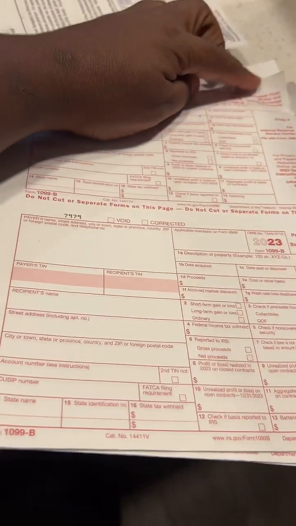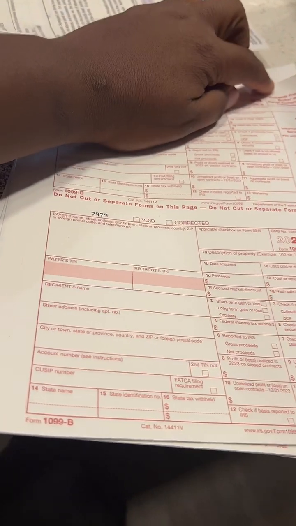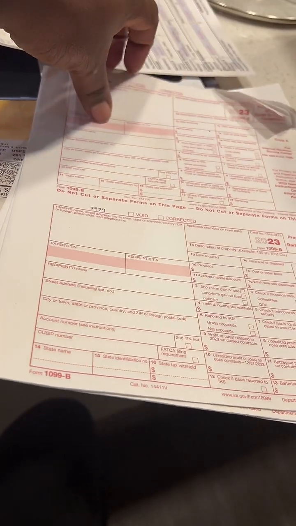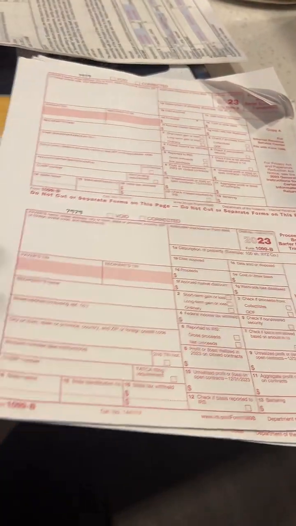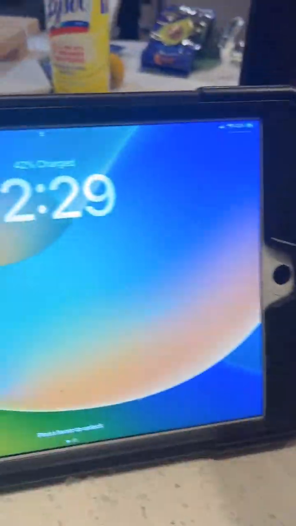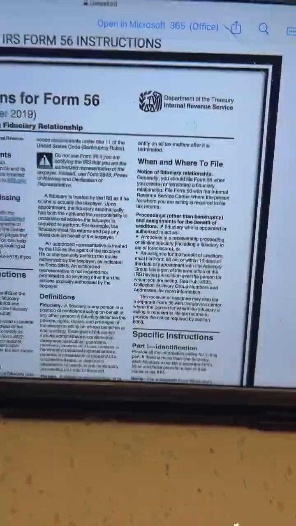But yeah, I ordered this off the IRS website free of charge. You can order, I think, up to 100 forms, and they'll send it to you. So yeah, let's get back to this ebook though.